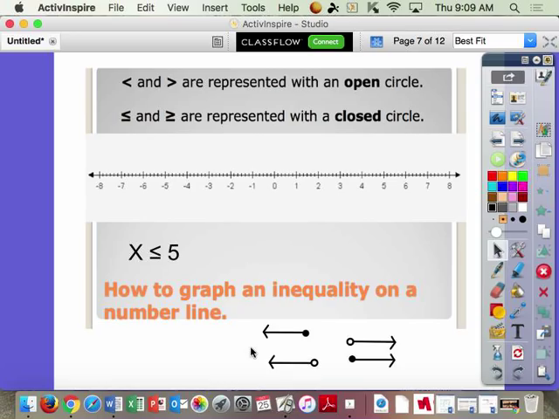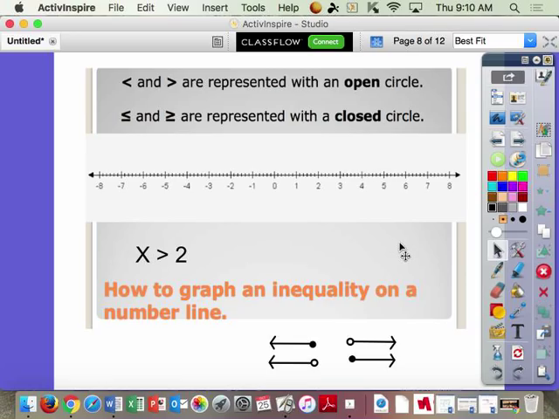All right, so x is less than or equal to positive 5. Well, it's this one, so it's going to be a closed circle. Are the numbers going to go to the left, be smaller, or are they going to get bigger? They're going to get smaller. So we're going to put that on 5, and our arrow is going to go to the left.